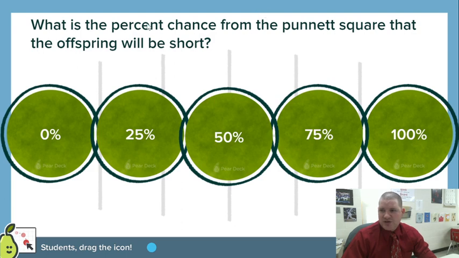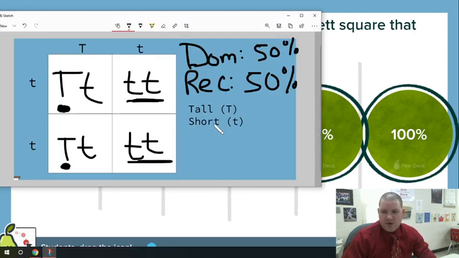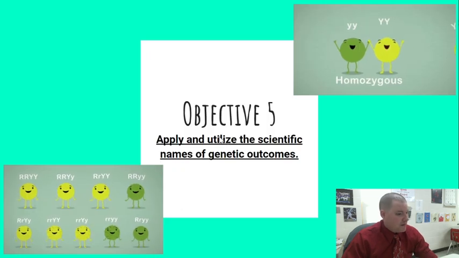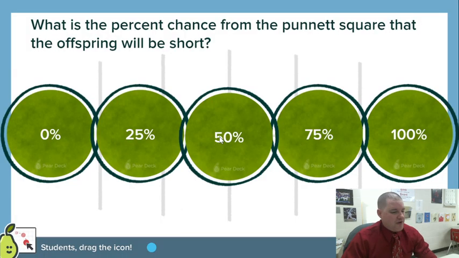Take a look at our question. It says, what percent chance of the Punnett square will be short? If we take a look at what we just did here, short is a little t, so we're looking at little t combinations in order to get the short trait. We said recessive is 50%, so the short characteristic would be 50%. That's the basis of our Punnett squares.